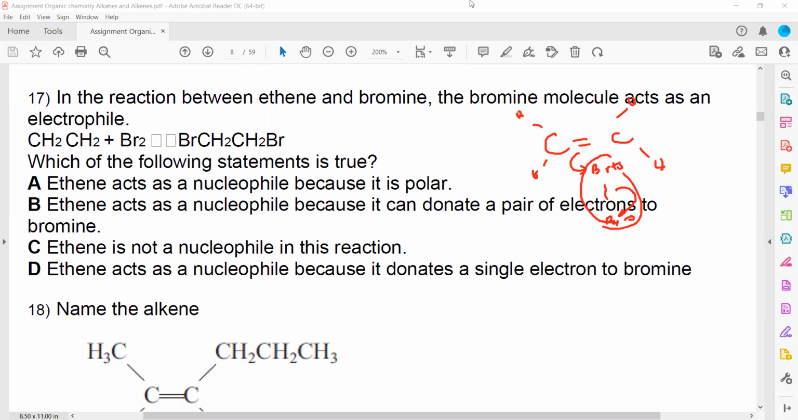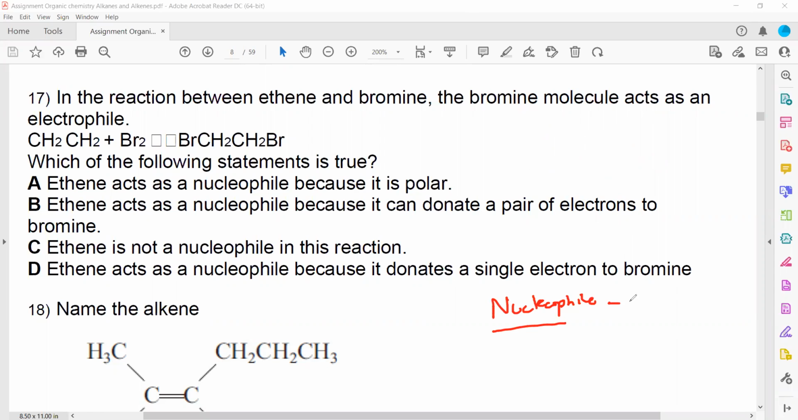And what is the meaning of a nucleophile? Nucleophile means nucleus loving group. And the nucleus is positive. So if a substance is a nucleophile, it means it is nucleus loving, or it is attracted towards the positive. And if a substance is an electrophile, electrophile means electron loving group. Electron loving group means attracted towards the negative side or electron rich side.